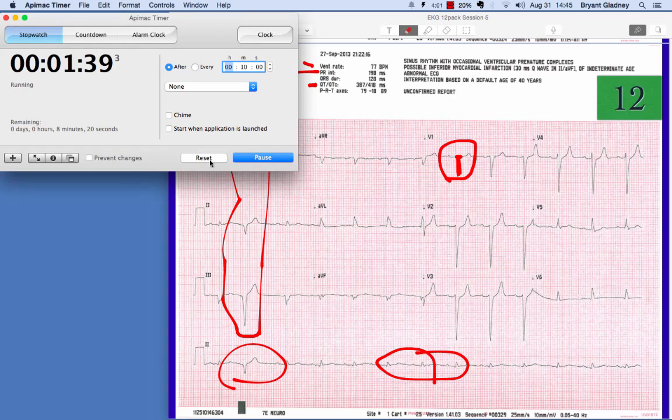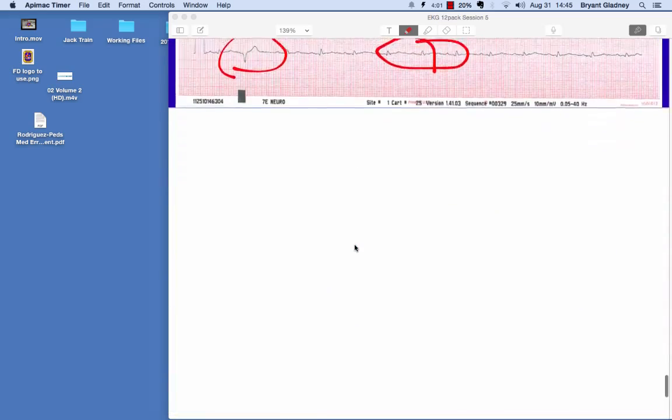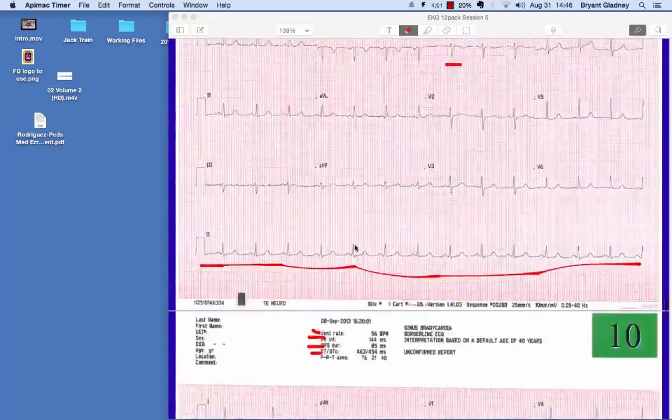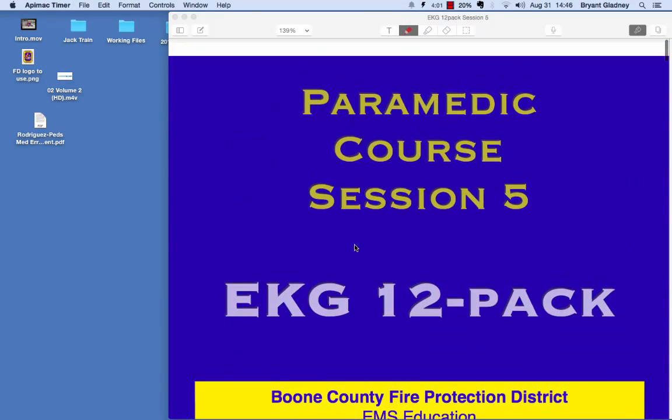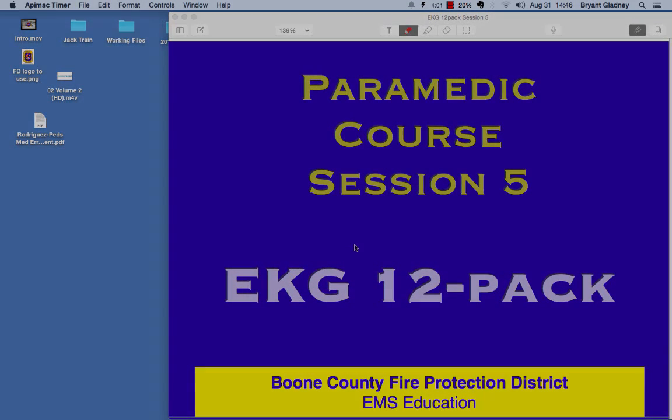So that has been pretty much our first 12 pack for session 5, and we'll do some of these for each session as we go along, probably for the rest of the course. And that's it.